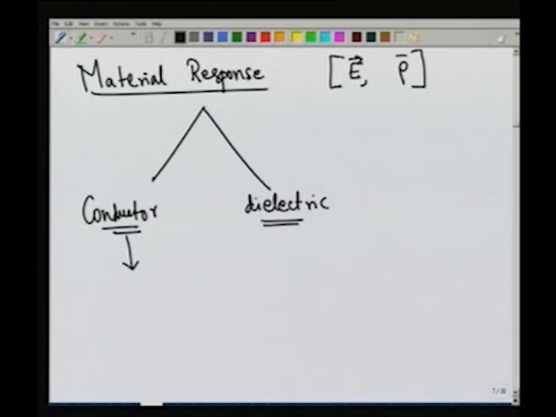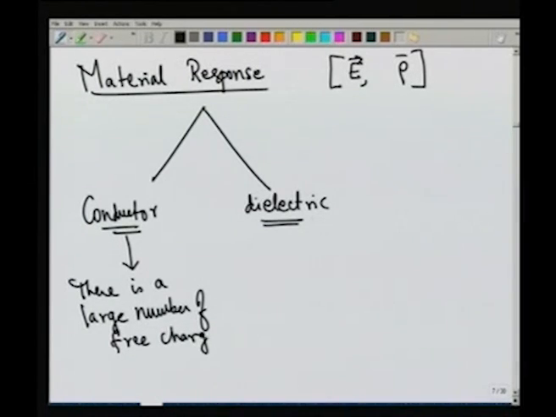It says there is a large number of free electrons, a large number of free charges to move. So, if I were to take this material and put it in an external field, there are charges which start moving and they keep on moving until they attain an equilibrium position. Only after they attain an equilibrium position, that is, all the charges come to rest, can we speak of electrostatics.